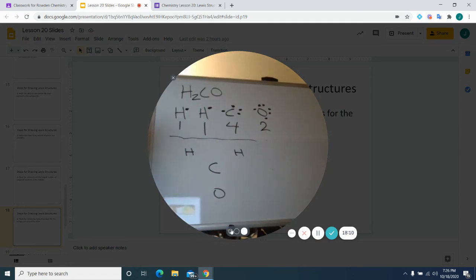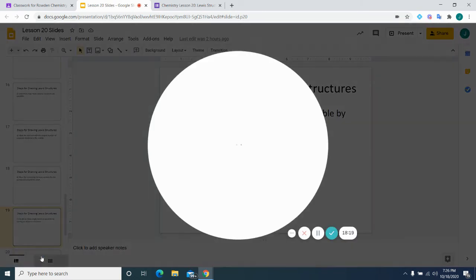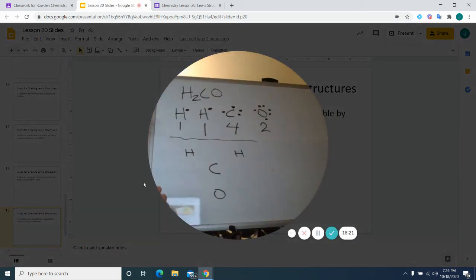All right. Now, create as many single bonds as possible by pairing up adjacent electrons. So let me draw on all my electrons. Carbon right here is going to have 4 electrons. Let's make sure at least one faces each hydrogen, and then we'll put the 2 more down here. I'm doing this because I know what's going to happen, but with these, you can make mistakes. I would suggest doing this in pencil. If you realize you drew an electron on the top and you'd rather have it on the bottom, you can erase it and move it.